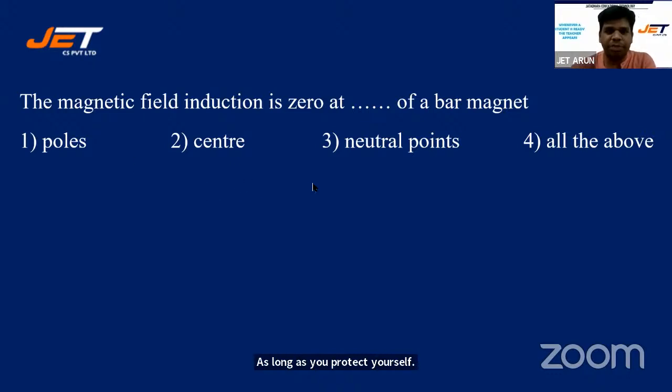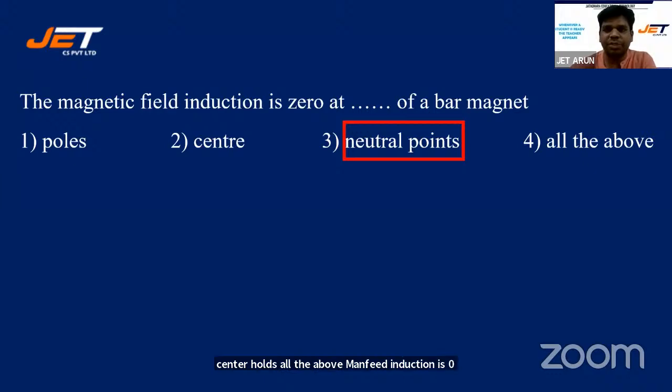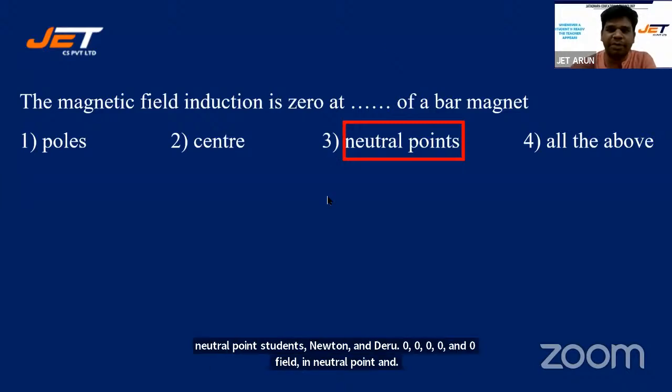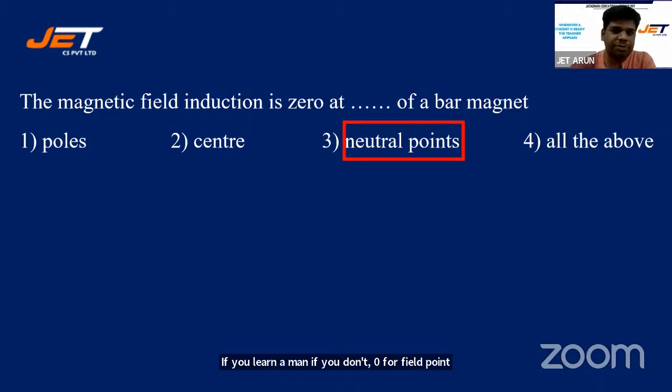Okay, so now neutral point: center, poles, all the above. Magnetic field induction is 0. It's the neutral point, students. Zero field is the neutral point. Whether it is a magnetic field, gravitational field, or electric field, the zero field point is called the neutral point.